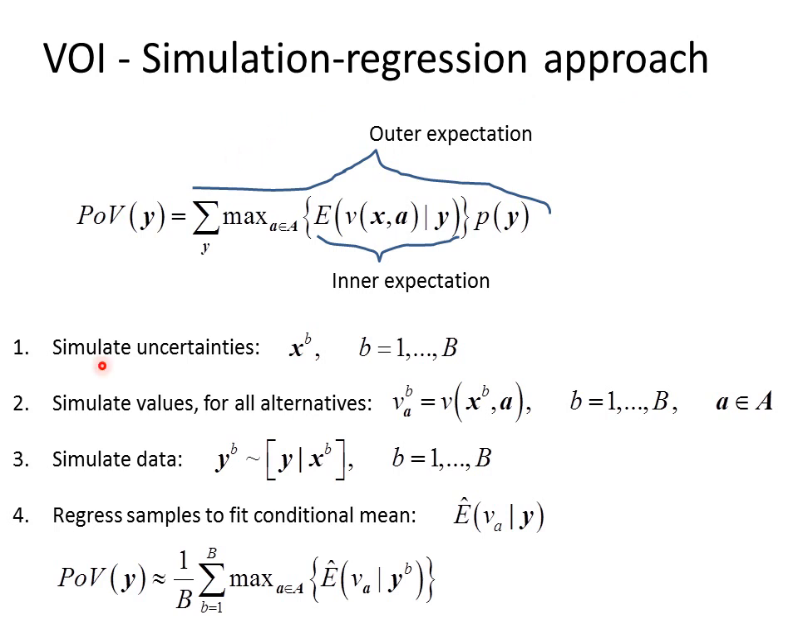The basic idea is as follows. We simulate the uncertainties, so B realizations of those geologic uncertainties, simulate values for all alternatives and all of the realizations of the uncertainty, and we simulate the data using the forward physics. And then instead of inverting the data from the y to the x, we regress to find this conditional mean. Because we have this multiple training data, we can actually regress to find the conditional mean and use that.